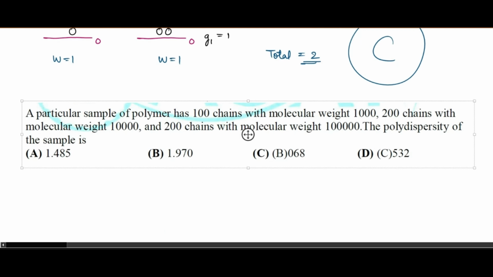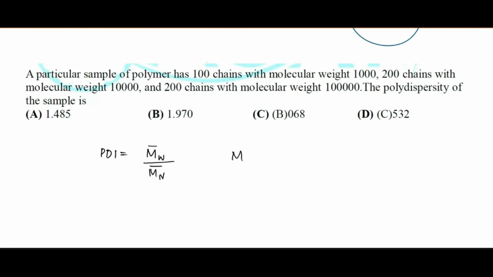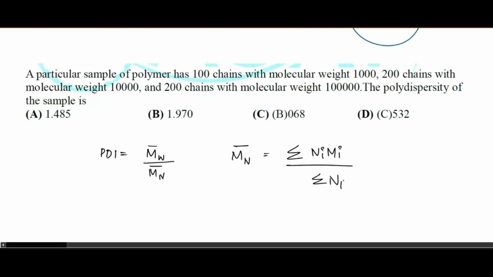So PDI of the sample is basically, there are different types of molecular weight. So weight average molecular weight divided by number average molecular weight gives us the PDI. So we'll find one by one. Let's find the number average molecular weight first. And the equation is it is equal to summation of Ni Mi divided by summation of Ni.